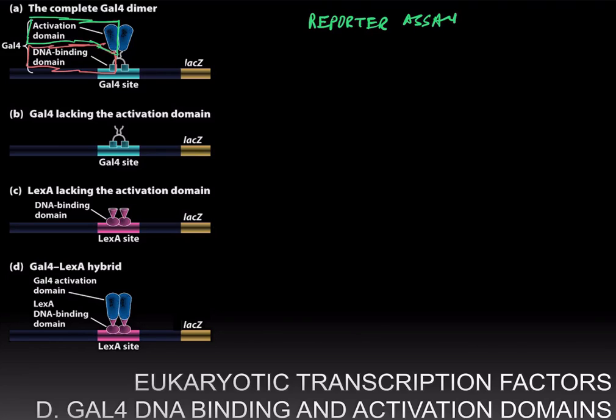In a reporter assay, scientists construct a synthetic gene. That means a gene that doesn't otherwise exist in nature. For example, here they have taken a GAL4 DNA binding site and put it next to the LAC-Z gene. Now, if you remember, the LAC-Z gene is from bacteria, from E. coli.